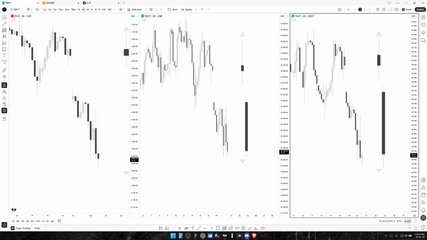6 a.m., 10 a.m., and sometimes the 1400 if it offers a good move. Like today, it was a good move on the PM session.